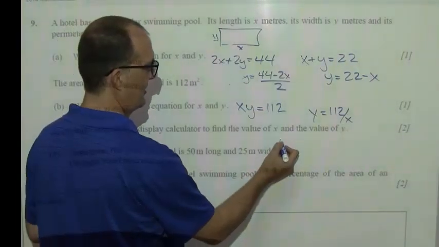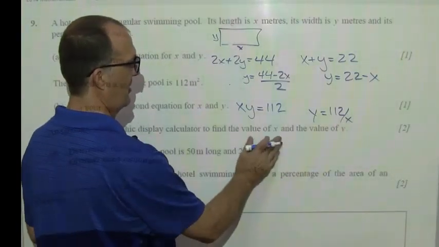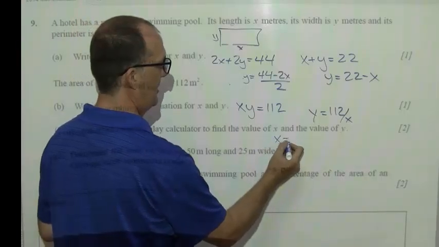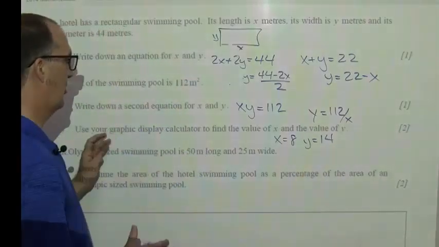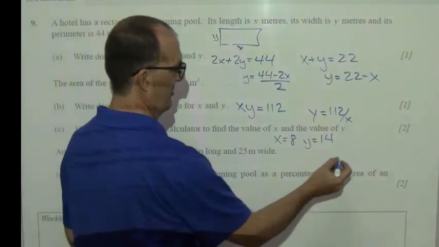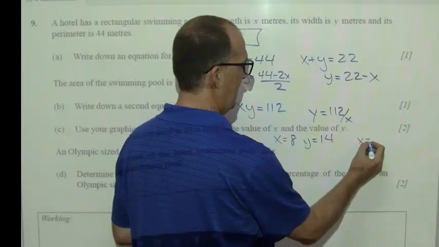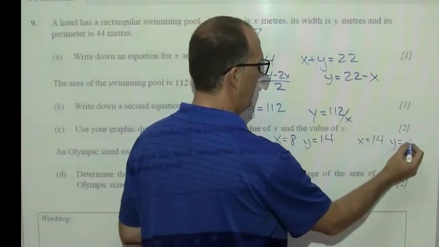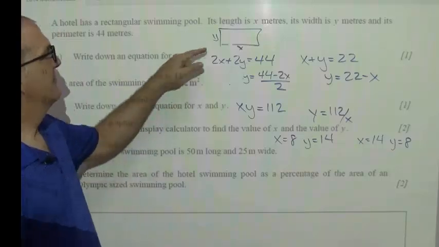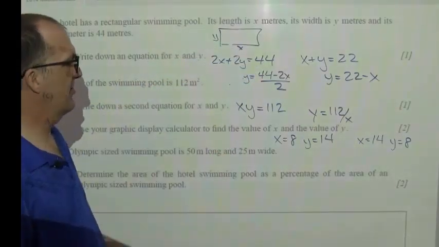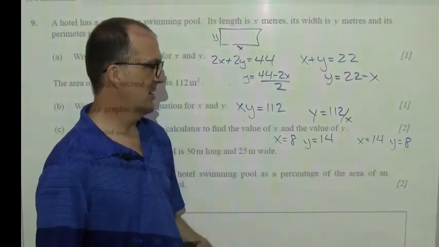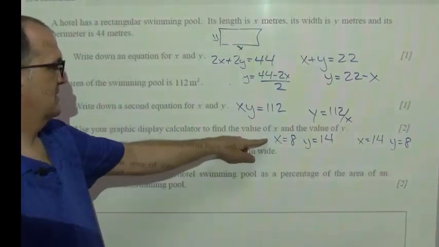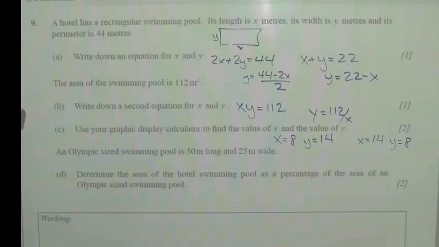Once I've worked that out, I find out that if x is 8, then y is 14, or you can switch it around. If x is 14, then y is 8. Because they're saying the length is x, we kind of always assume length is the longer of the width. So 14 and 8, that second pair. But this first pair, 8 and 14, are acceptable.